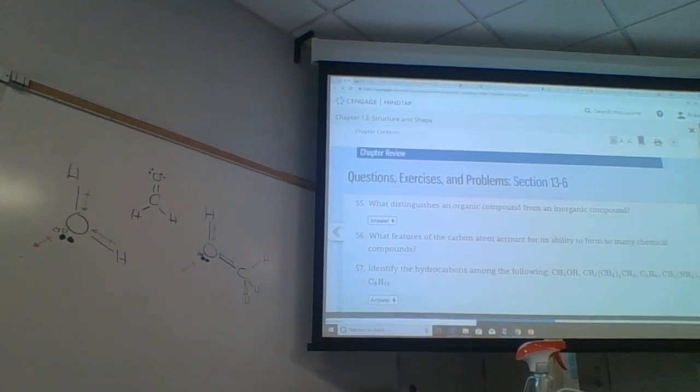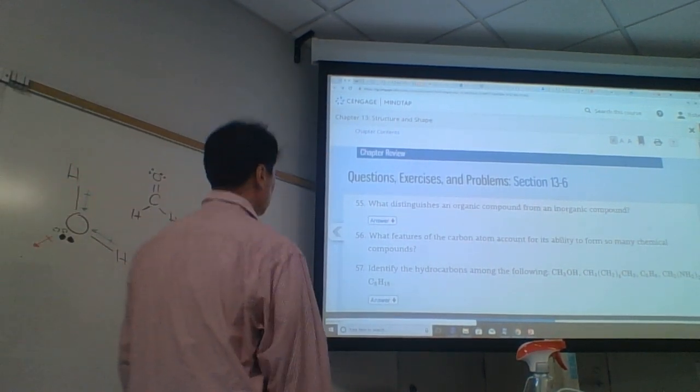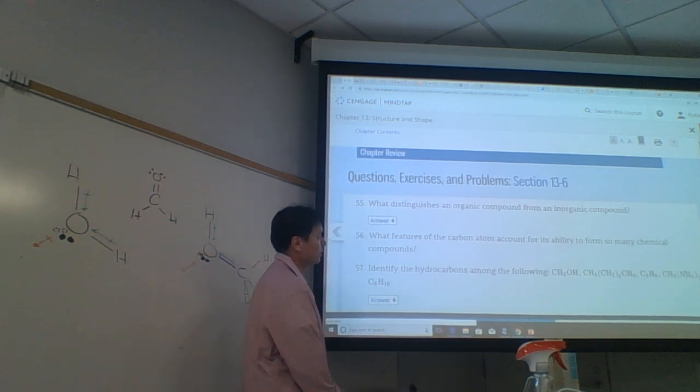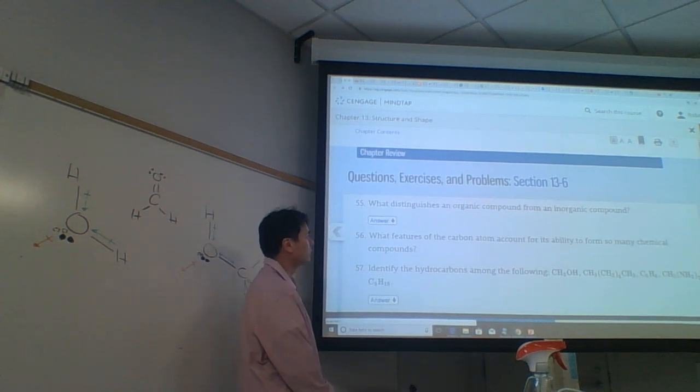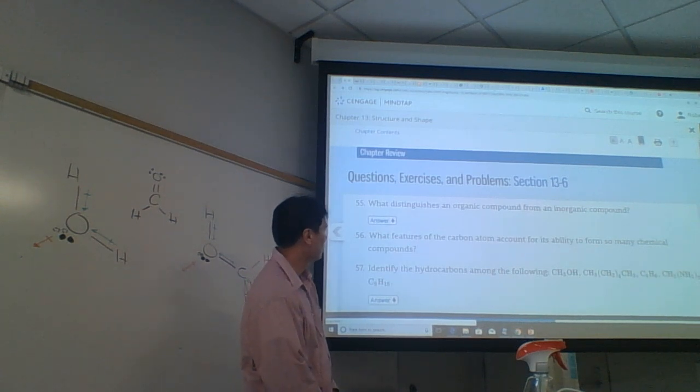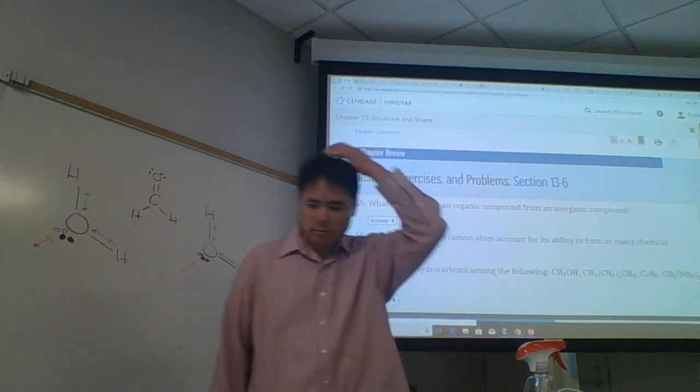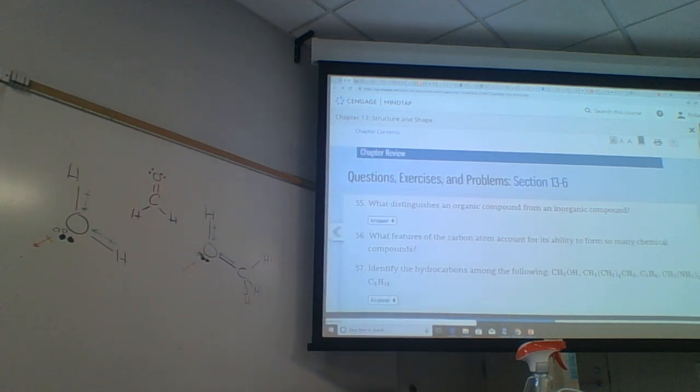Important in chemistry, so spending extra time on this chapter. What distinguishes an organic compound from an inorganic compound? Carbon. Yeah, there's some exceptions. Pretty much carbon. Why? Because there's such a wide variety of carbon-containing compounds. So they separate it from the rest of the periodic table.